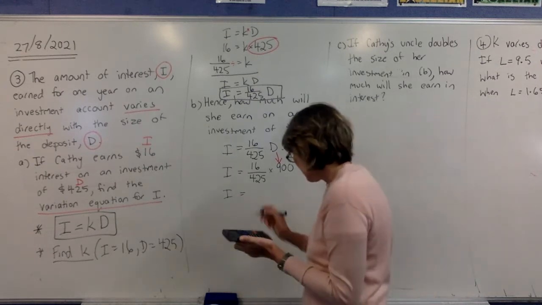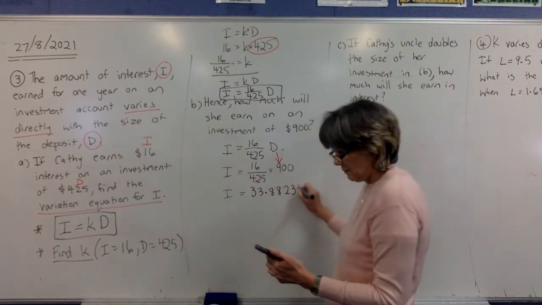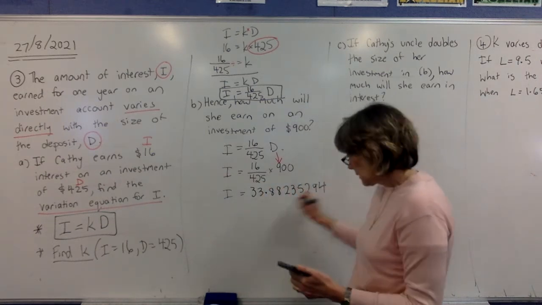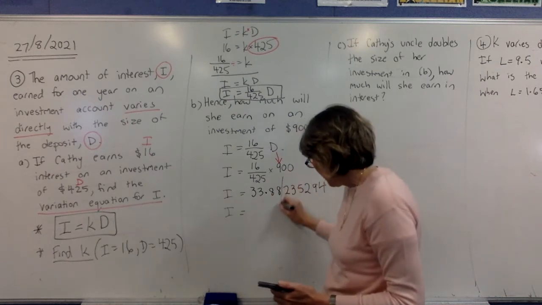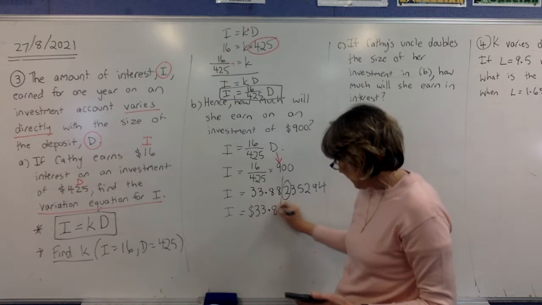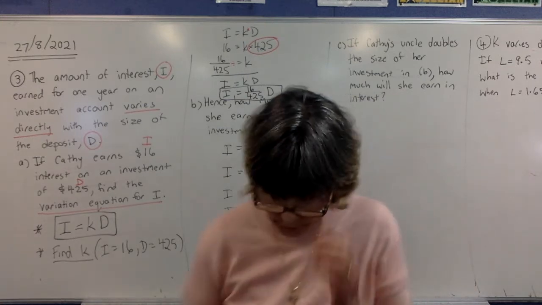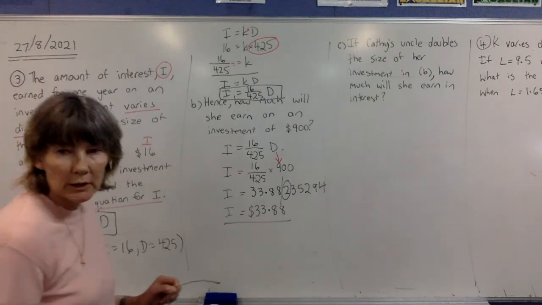Okay, so this is the decimal that we end up with. And it's supposed to be money, so we're going to do two decimal places for money, $33.88. So that's how much interest you would earn on an investment of $900.